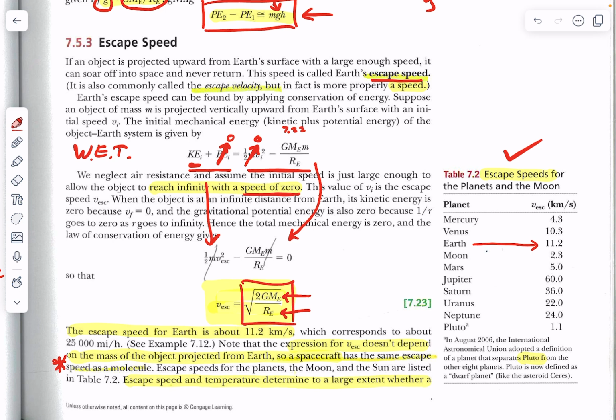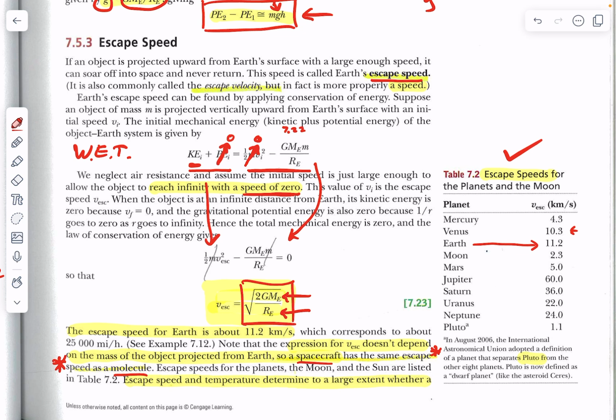Another thing you should notice is it doesn't matter what the mass is. Whether the object is a spacecraft or a molecule, it doesn't matter. Its escape speed is going to be 11.2 kilometers per second. You'll notice that Venus's is just about the same. So we could expect that because the Earth has an atmosphere, so should Venus have an atmosphere. And indeed it does, but it's predominantly carbon dioxide. So that place is really, really hot.